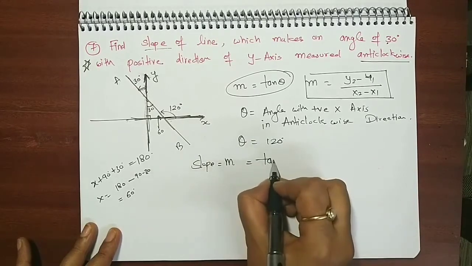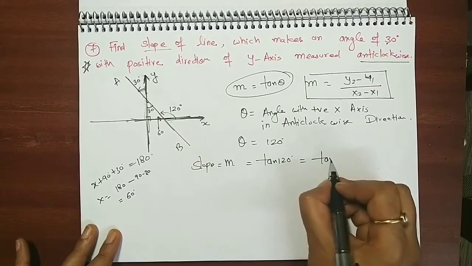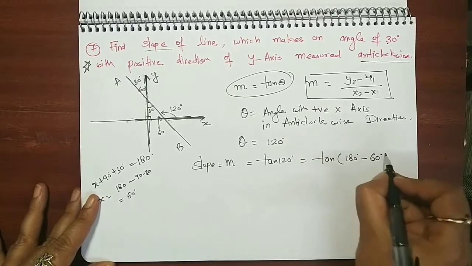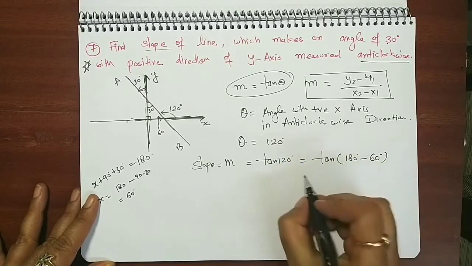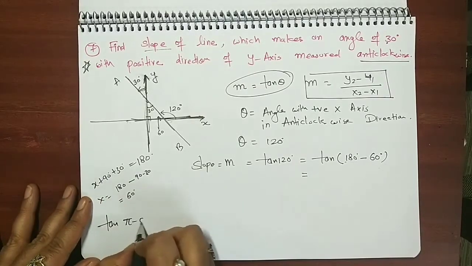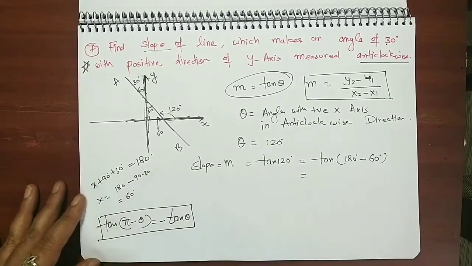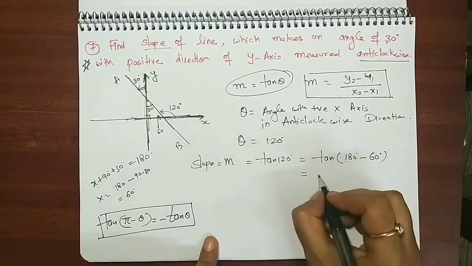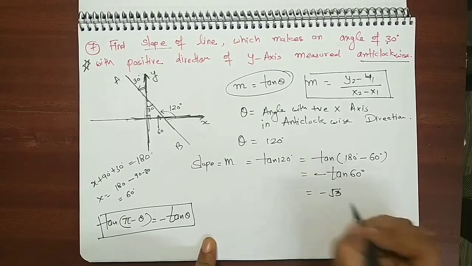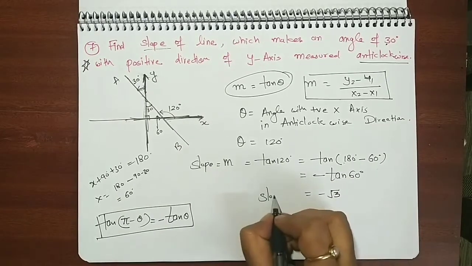Slope will be tan 120. Okay, and tan 120 we have learned in the trigonometric chapter. We can write 180 minus 60. 120 is 180 minus 60. And what is the formula? Tan (180 minus theta). The formula we know. Tan (pi minus theta), guys, is minus tan theta, because it is in the second quadrant. Just remember this formula. So I will write minus tan 60. And tan 60 is √3. I think this is the correct answer. So my slope is this.